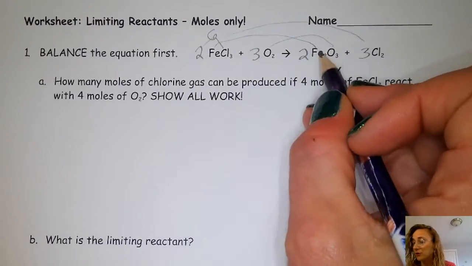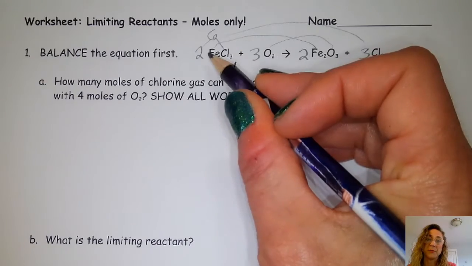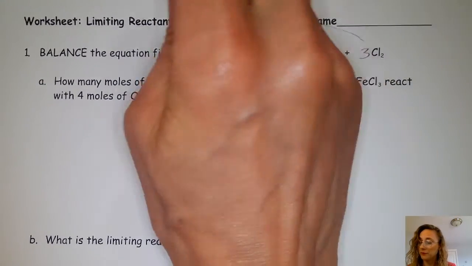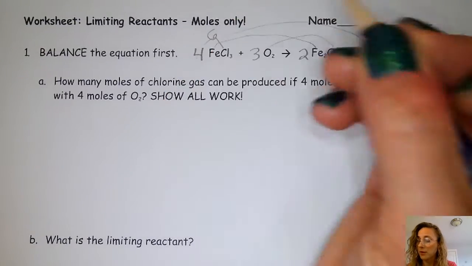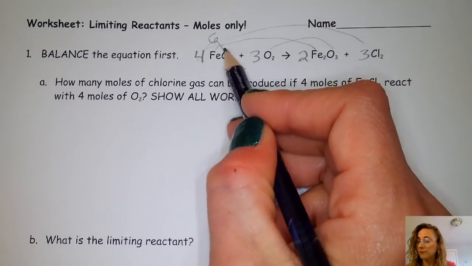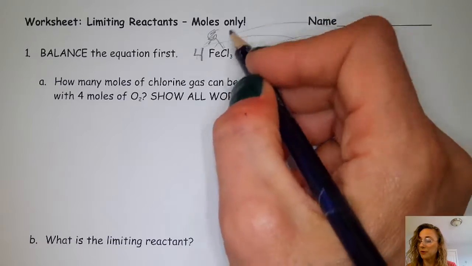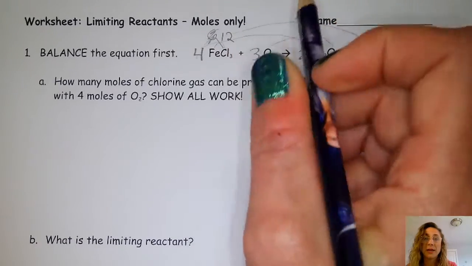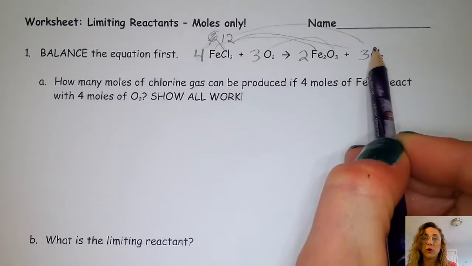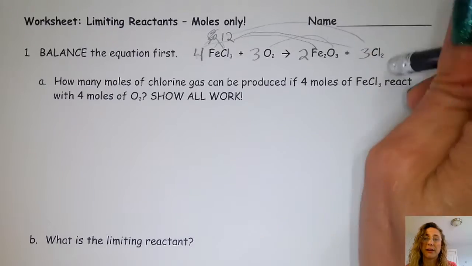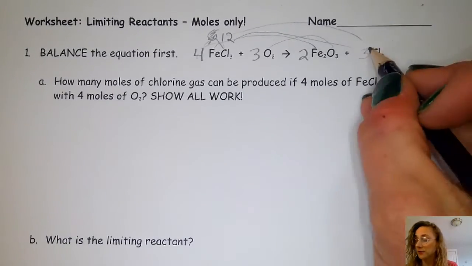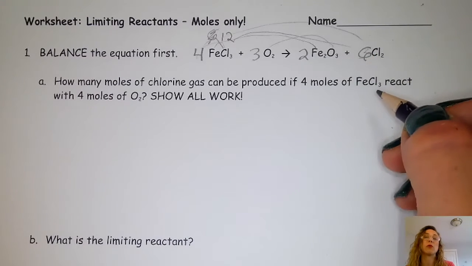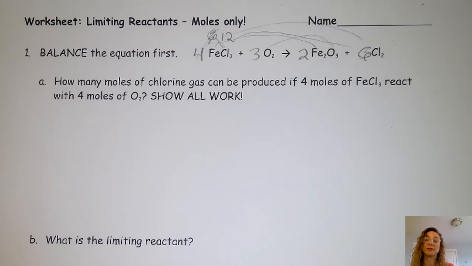However, it changed the irons. So we need to jump back here and go, okay, instead of 2 irons, we need 4 out front. Now we've changed the chlorine. Don't worry, we'll fix it. 4 sets of 3 is 12. And if we go over here, we need to change that from 3 to what? 6, right? Because 6 sets of 2 is going to give us 12 chlorine. Okay, great. Now we have a balanced equation.